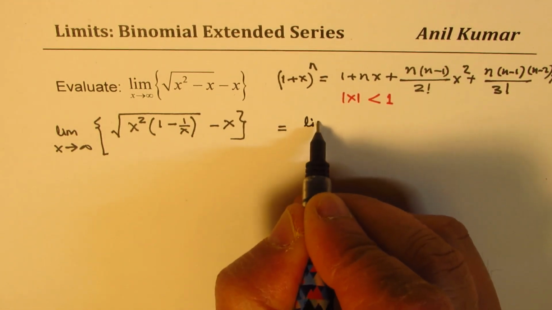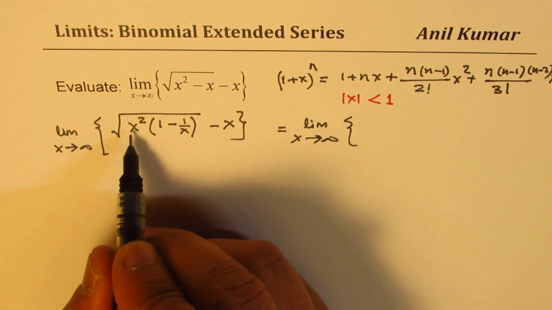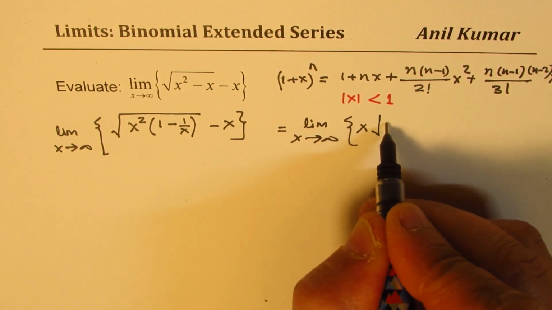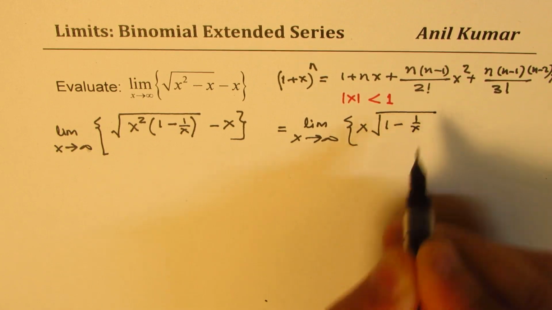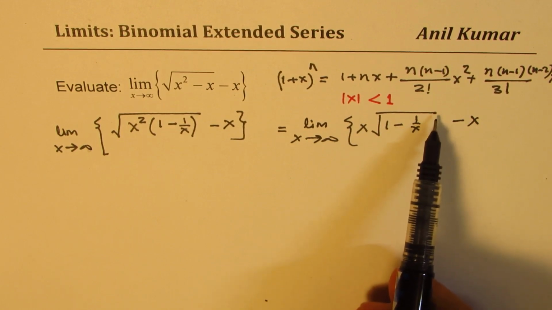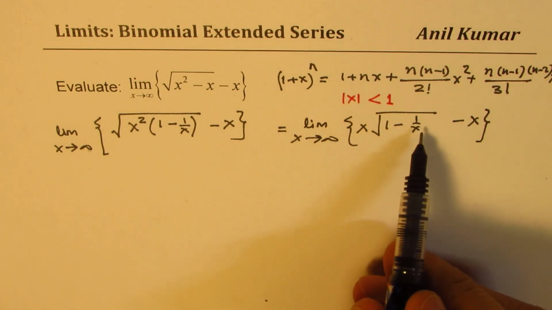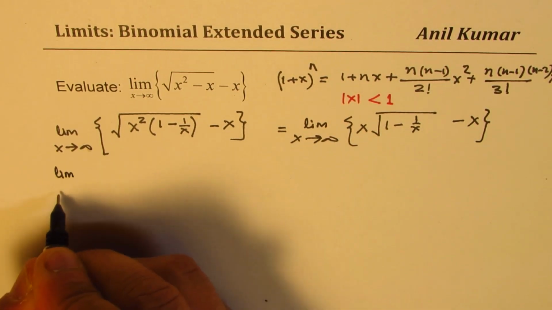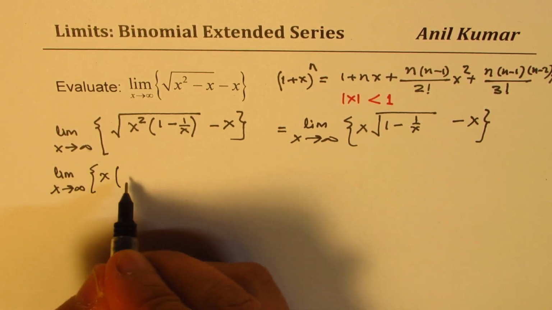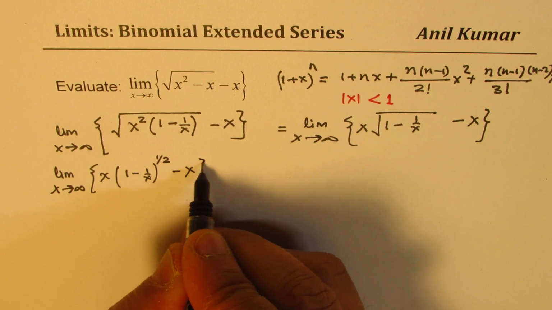So I could write this as limit x approaches infinity, and since x is approaching positive infinity, square root of x squared, which is absolute x, can now be written as x, right? Square root of 1 minus 1 over x, minus x. So here the power is half. Do you see that? So the value of n is half. Let me rewrite this. So we have limit x approaches infinity, x times (1 minus 1 over x) to the power of half, minus x.